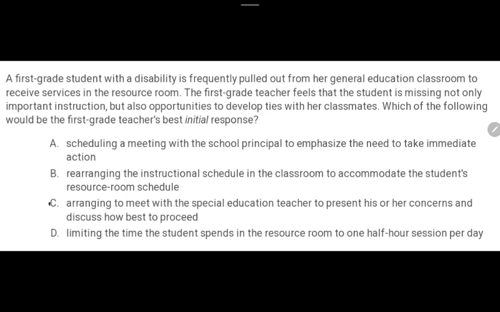A first grade student with a disability is frequently pulled out from her general education classroom to receive services in the resource room. The first grade teacher feels that the student is missing not only important instruction but also opportunities to develop ties with her classmates. Which of the following would be the first grade teacher's best initial response? Arranging to meet with the special education teacher to present his or her concerns and discuss how best to proceed. Option C is the correct answer.